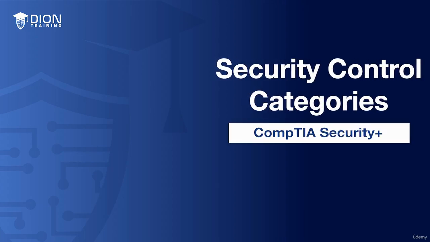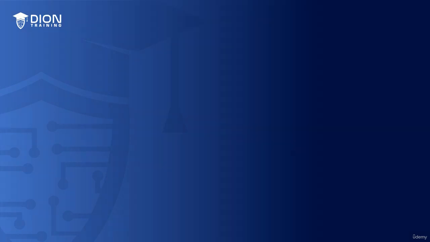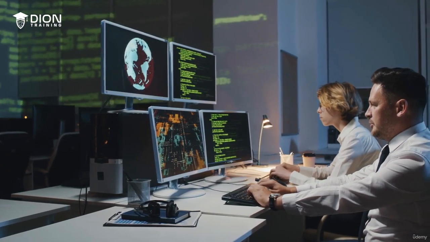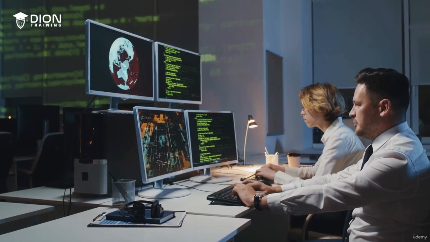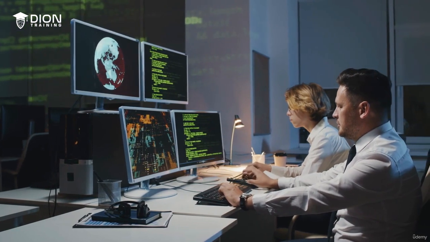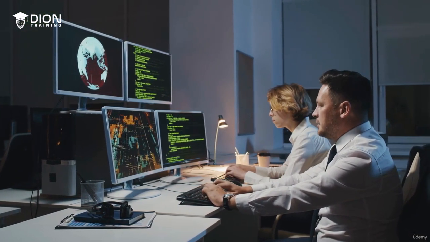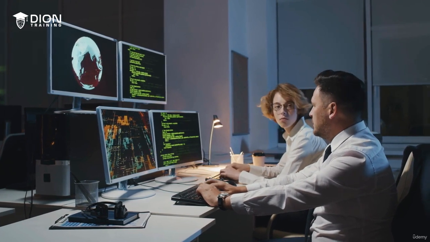In this lesson, we're going to dive into security control categories. Now, when we discuss securing an organization, it's not just about all of the technical solutions like fancy firewalls or encryption techniques, but instead, security is a multifaceted domain, and understanding how different controls fit into the big picture is crucial to your success as a cybersecurity professional.